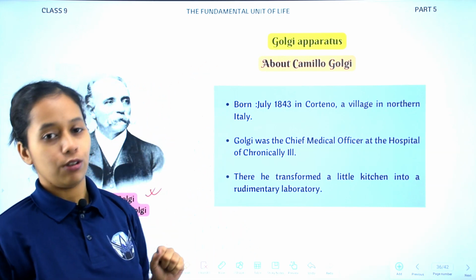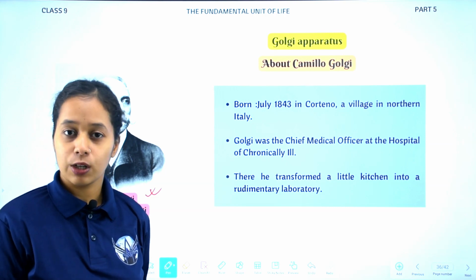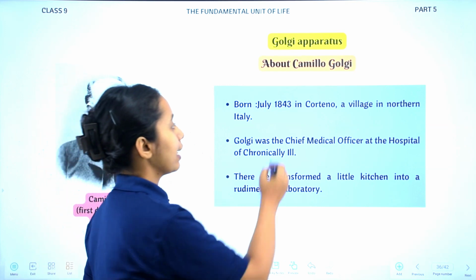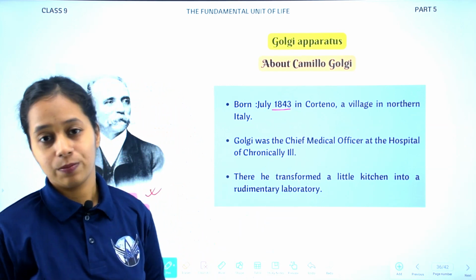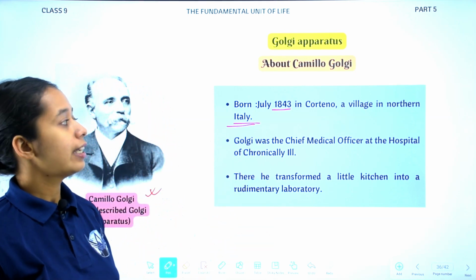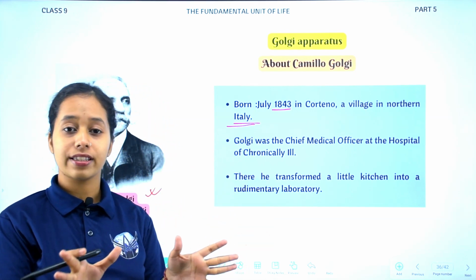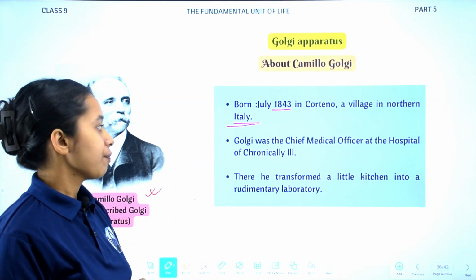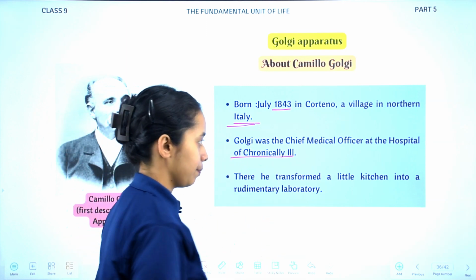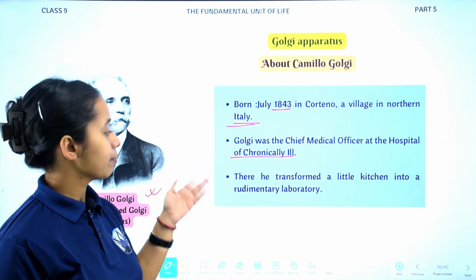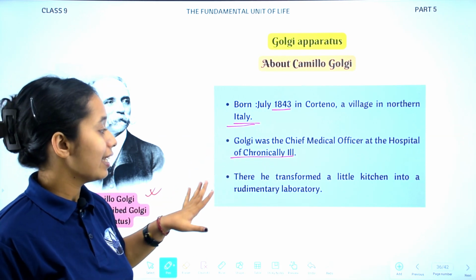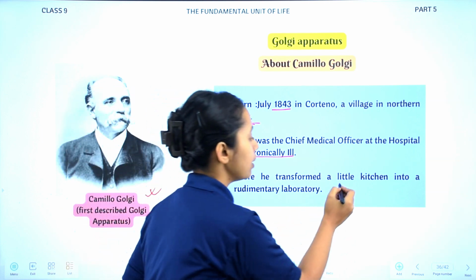So, about Golgi. He is the first person who described the Golgi apparatus. He was born in July 1843 in Cortino, and Cortino is a small village in northern Italy. Golgi was the chief medical officer at the hospital of chronically ill. In that particular hospital, he transformed a little kitchen.